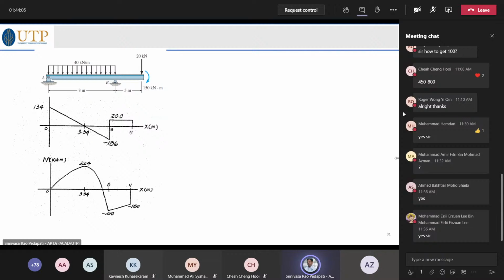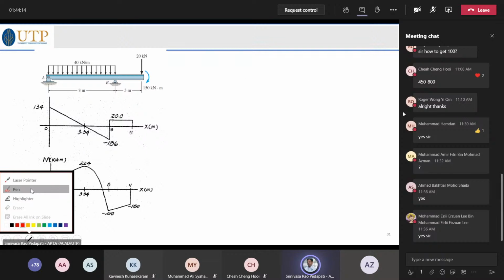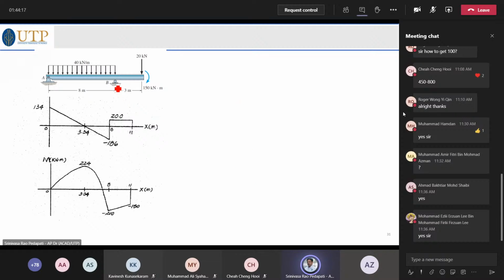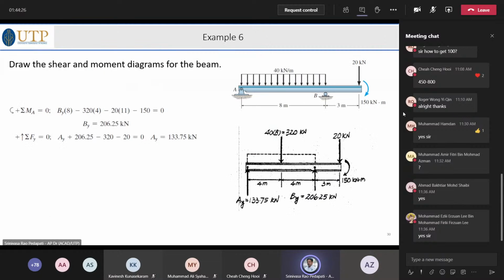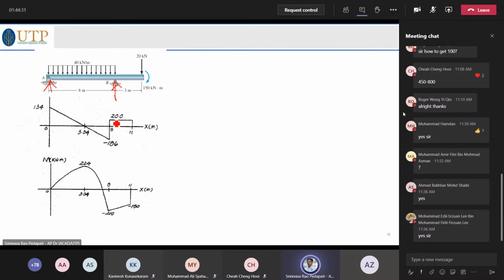So therefore, any solutions by anybody? If you look at this, we already have the forces obtained, the reaction here, the reaction here. So the reaction at A is how much? A is 133, and the other is 206. Say this is 134, 206.